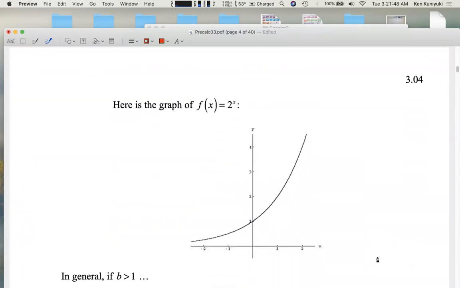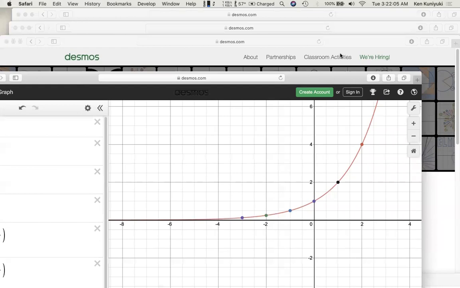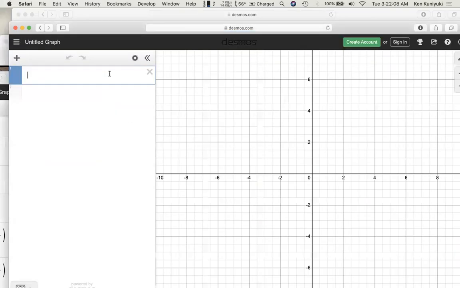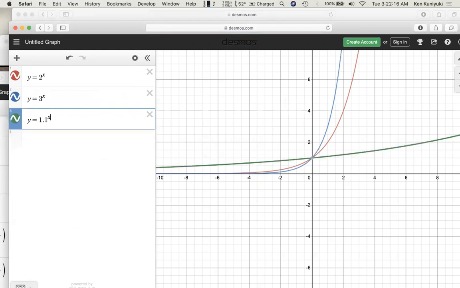In general, if b is greater than 1, you're going to get a J curve, with many of the same features. So think for a moment. What are some features that are going to be common to all of these graphs? Take a look at this: y equals 2 to the x, y equals 3 to the x, even y equals 1.1 to the x. What are some things they have in common? Think in terms of intercepts, domain, range. And I'll see you in the next video.